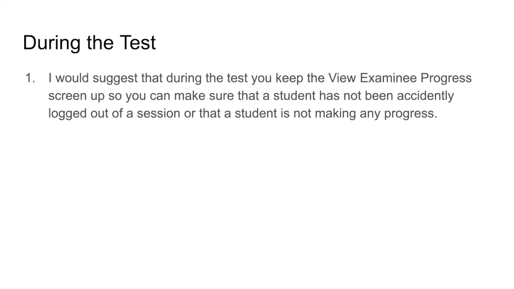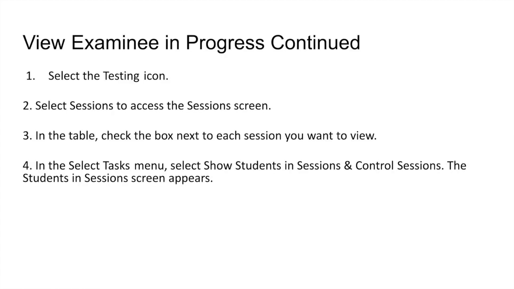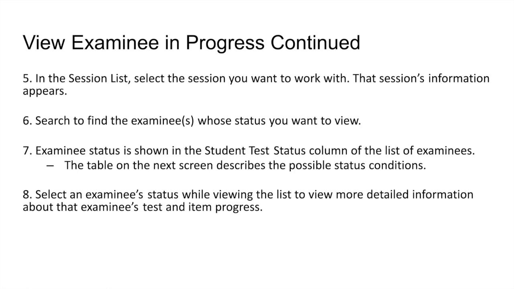To view examinee progress, you're going to select the testing icon. Again, you're on your Pearson Access Next account. You're going to select the sessions to access the session screen. In the table, check the box next to each session you want to view. So again, you're using your session name. In the Select Task menu, select Show Students in Sessions and Control Sessions. The Students in Sessions screen will then appear. In the Sessions list, select the session you want to work with. The session information appears. Search to find the examinee whose status you want to view.